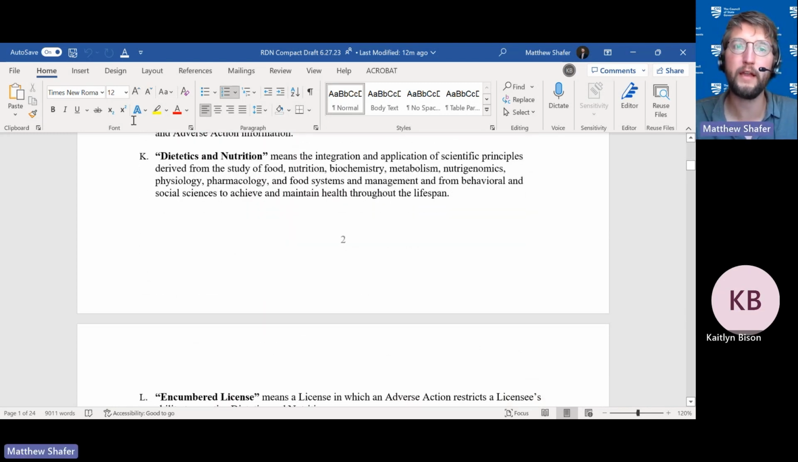So our first term here is for dietetics and nutrition. And this actually is a definition where we relied heavily on the Academy's Model Practice Act for our definition of dietetics and nutrition.